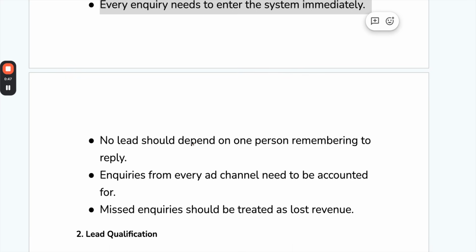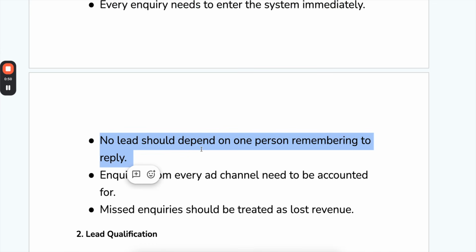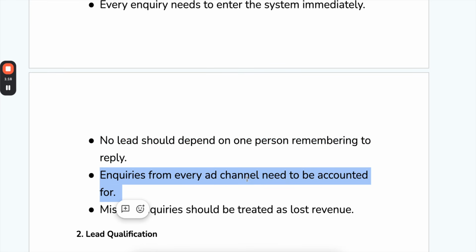Also, no lead should depend on one person remembering to reply. So if you have people who are meaning to get back to prospects to reply, that's not what you want to do. If you're doing that, then you basically are making a mistake. And the reason you're making a mistake is because you need to have a reminder, you need to have notifications turned on, you need to have everything done correctly so that people are responding in the exact time they're meant to be responding.